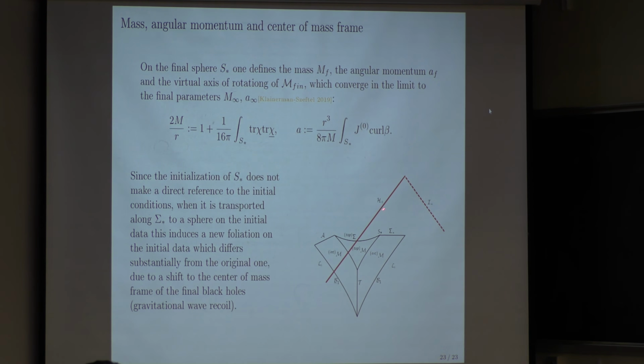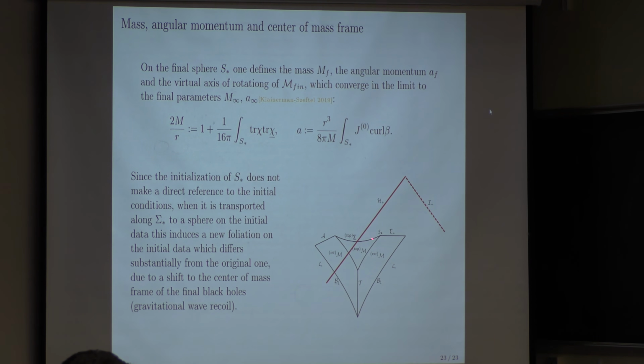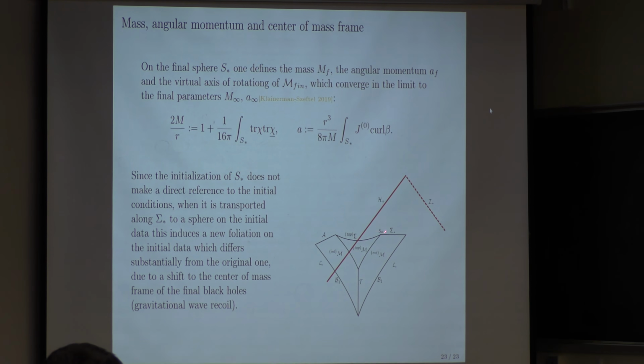And what's fun is that since this sphere is totally unrelated to the initial data, when we do this initialization and we transport the values of these parameters along this final hypersurface, the foliation that you have on this sphere is actually very different from the foliation you had on the initial data. And this is because there is a shift to the center of mass frame that also has to be taken into account. This is what in physics is called the gravitational wave recoil.